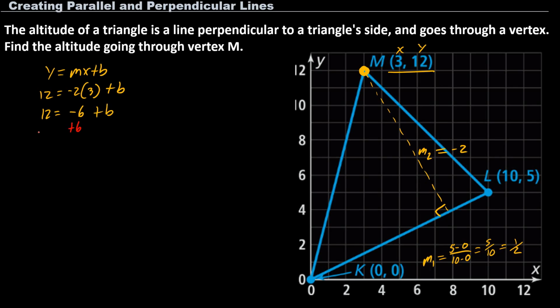And if I add 6 to the other side, that tells me that 18 is equal to b. So y is equal to negative 2x plus 18. So that's how you create parallel and perpendicular lines.